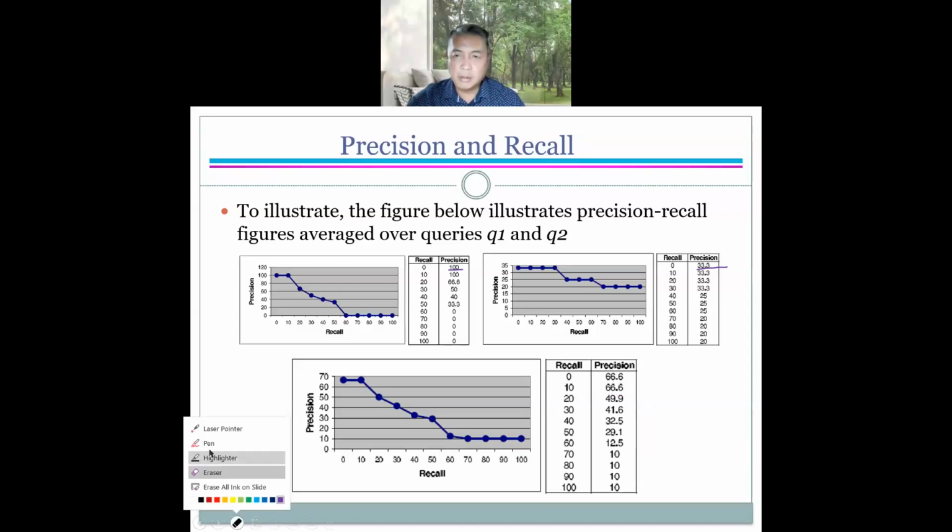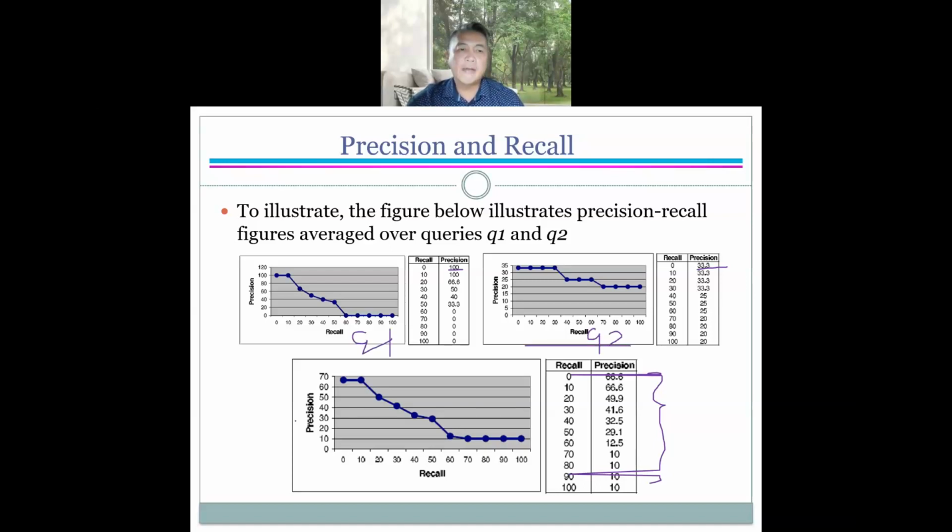Okay, so when we plot this graph, it refers to both of these. This is based on query 1, this is based on query 2. So this is the average performance of the information retrieval system based on query 1 and query 2. Okay, any questions? If you are still there, can you type number 7?